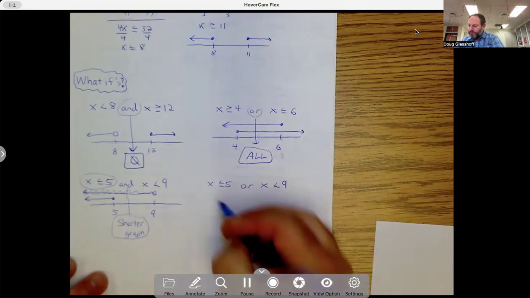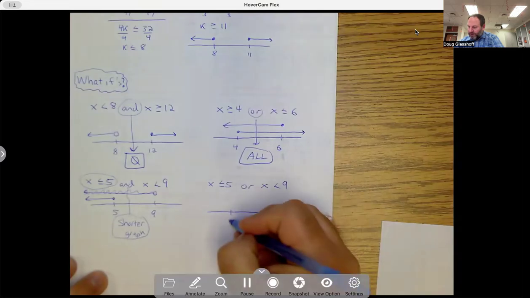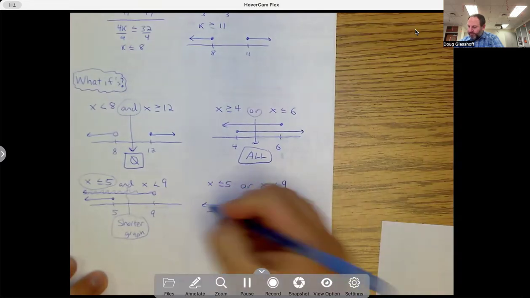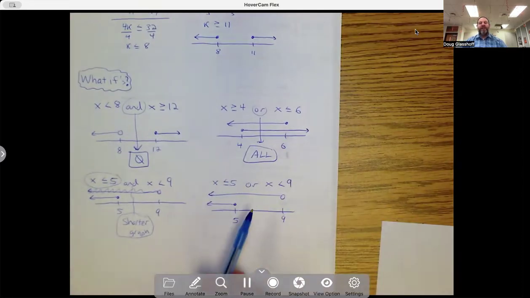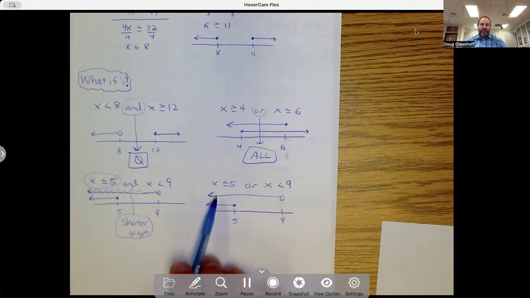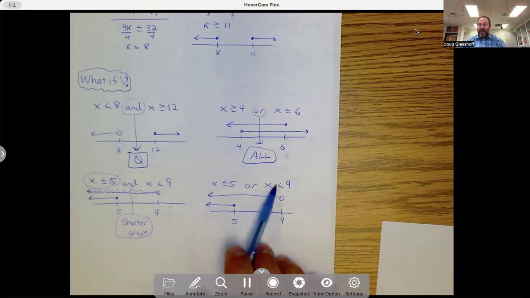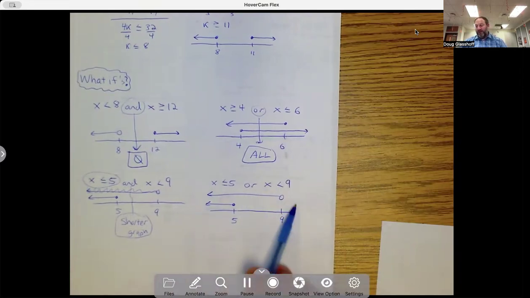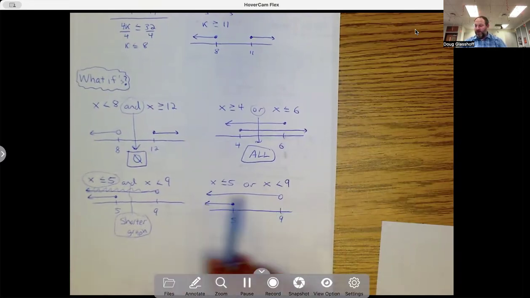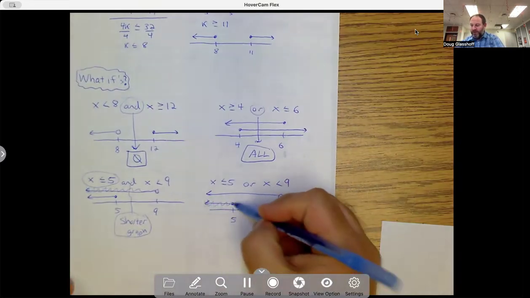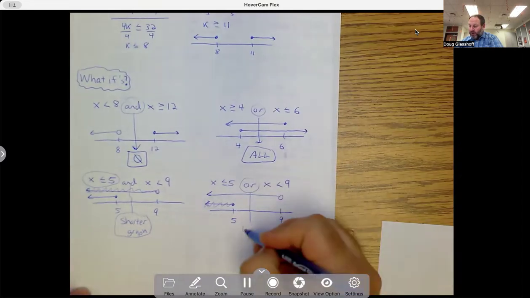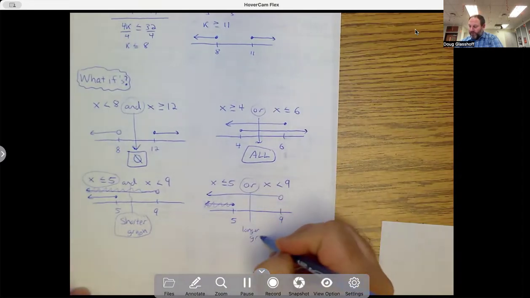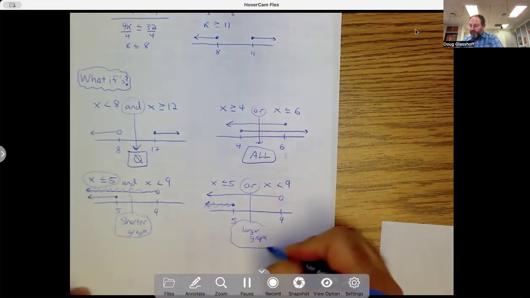If it's an or and they're going the same direction, so less than or equal to 5, less than 9, okay? Now again, as long as it meets one of the requirements, the or is good. Over here, it meets both of them, so that's okay. Over here, it meets that one, so that's okay. Over here, it doesn't meet anything. So as long as it's here, we're good. This one doesn't even matter. So on an or, we're going to use the longer graph if they're going the same direction, okay?